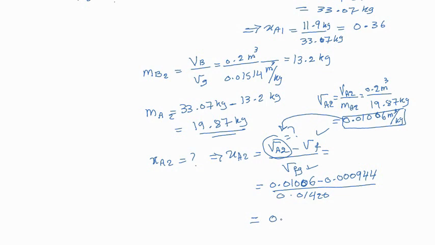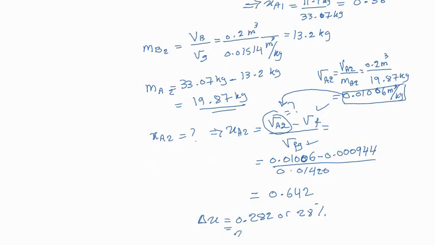The state 2 quality of tank A is 0.642. So the change in quality in tank A is considerable. So you can calculate the difference, and it's around 0.282 or 28%. This was simply done by calculating the quality of state 2 minus the quality of state 1. Or if you would like to calculate it using percentage-wise, then this is around 56%.